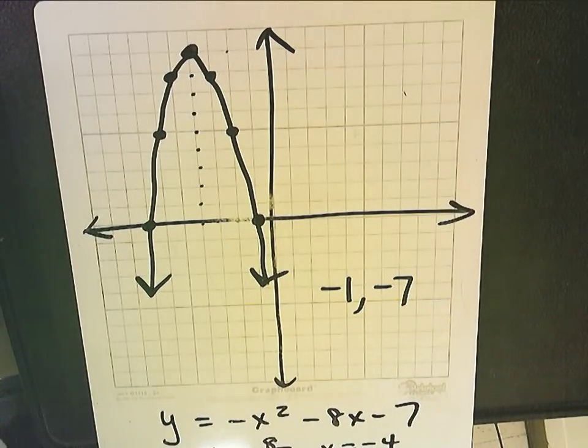So once again, the solutions are -1, -7. The roots are -1, -7. The x-intercepts are -1, -7. And the zeros of the function are also -1, -7. So let's turn the page and do another one.